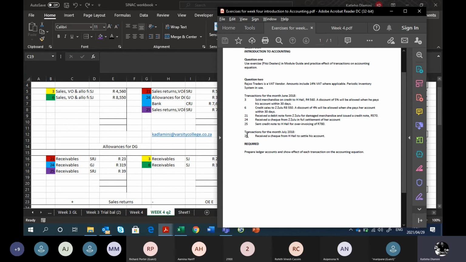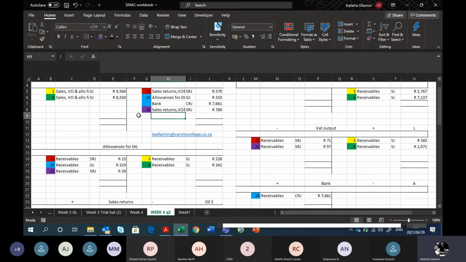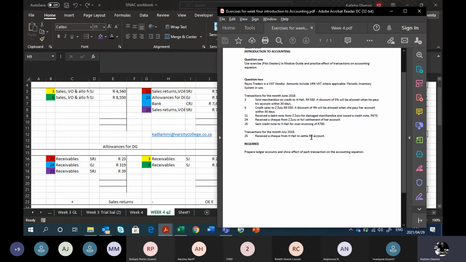Then the last thing that happened: received a check from H Hall to settle his account. So now H Hall is going to settle his account. I'm going to need about, wait, hold up, the 25th. H Hall settled his account. I just want to make sure.